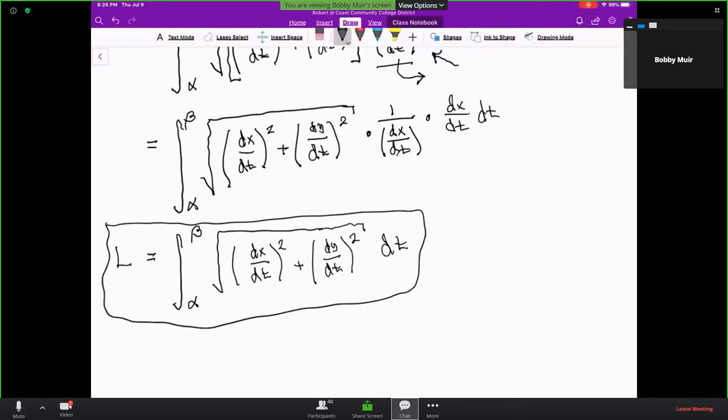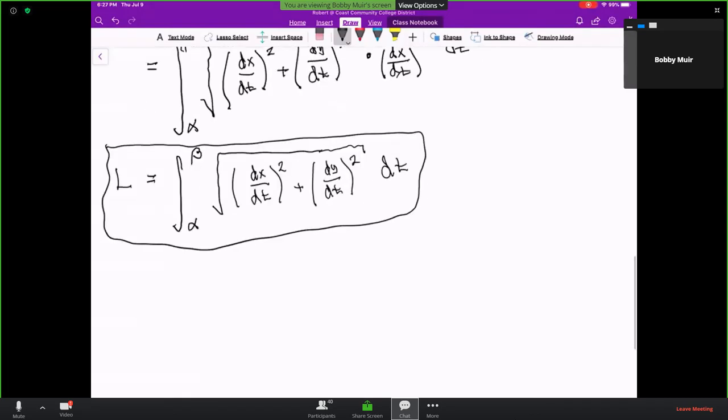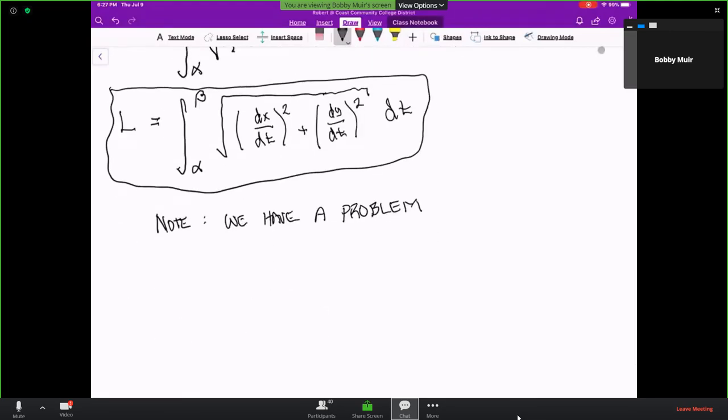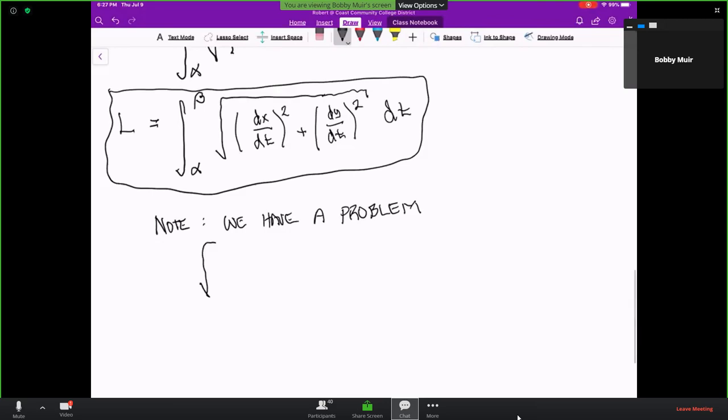Okay. Now there's a problem with this formula. Note, we have a problem. I did something in this chase to get to this formula that I'm not really allowed to do. Okay. And the step came from right here. I wanted to take the square root of 1 over dx dt squared. Okay.